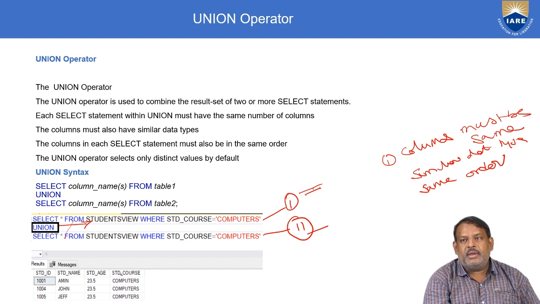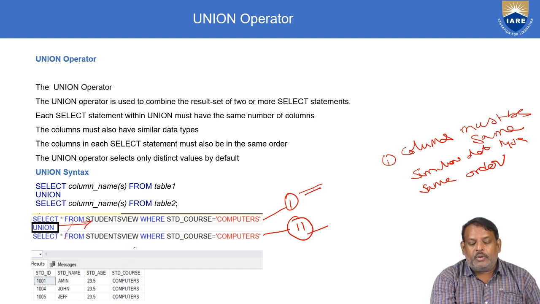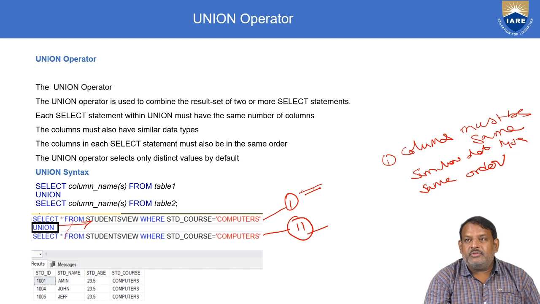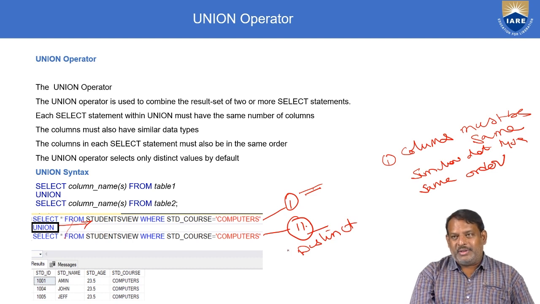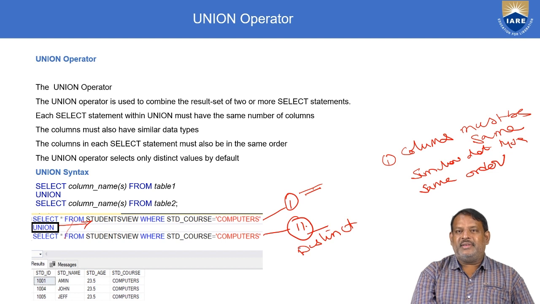When I say this is one result set and this is the second result set, in between I say union, which means both result sets will be combined into one result set. But a union returns distinct records, so you will not get duplicate records. Union is used to combine two result sets, and the conditions are the same number of columns, same column order, and same data types.